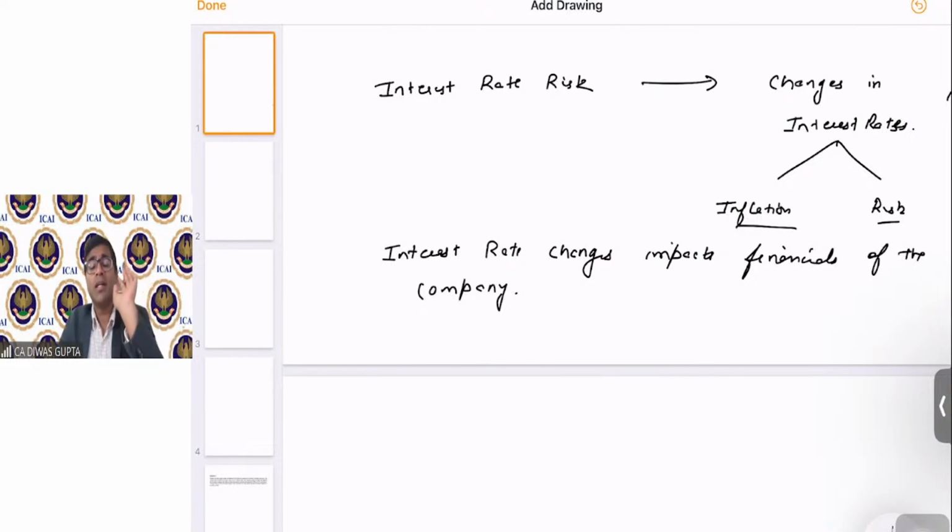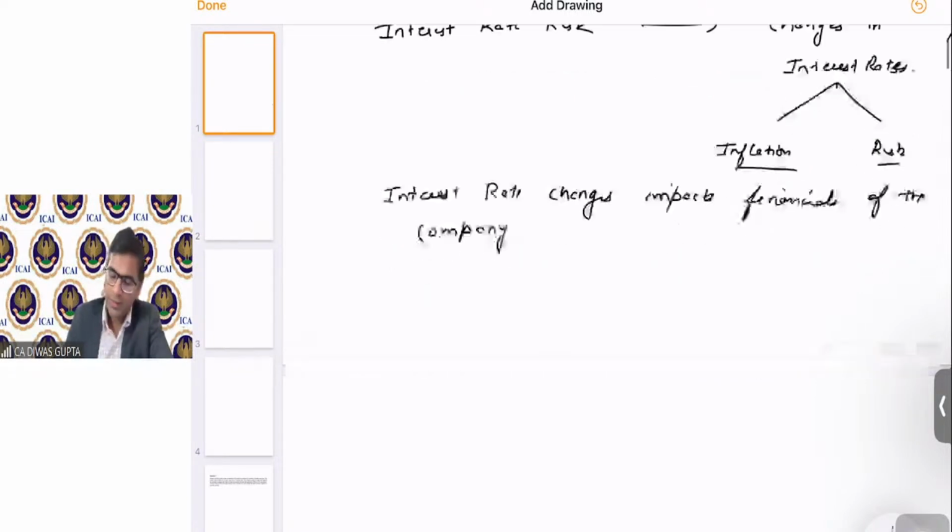You imagine there is a bank, you imagine there is an insurance company, you imagine there is a manufacturing company, you imagine any service industry also. Either they would have taken some borrowings or they would have invested somewhere, right? So this is a very inherent risk in the company's financial statements. Now I think the problem statement is clear, right? What is the problem statement and what are we trying to define? Now let's come to the techniques by which we can hedge the interest rate risk, students.